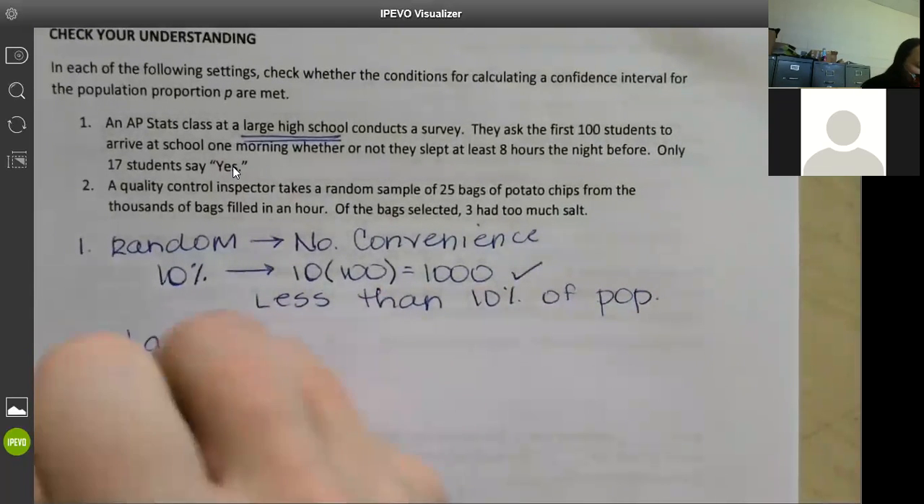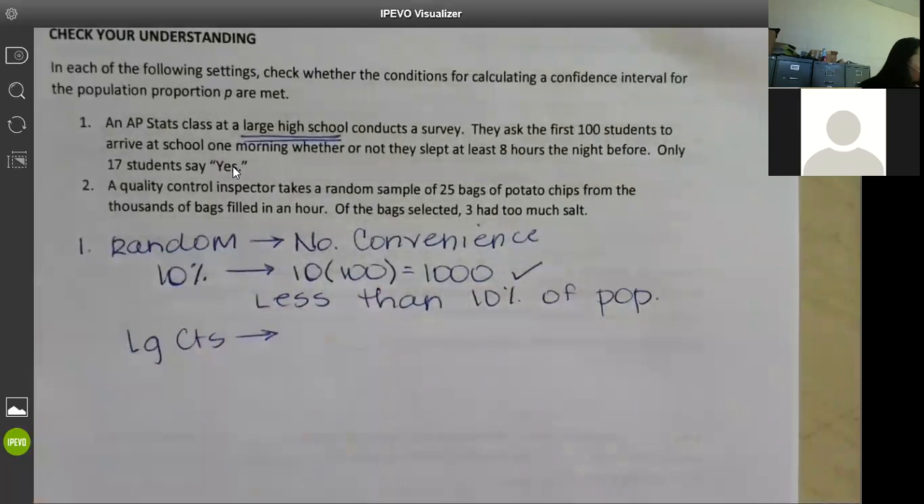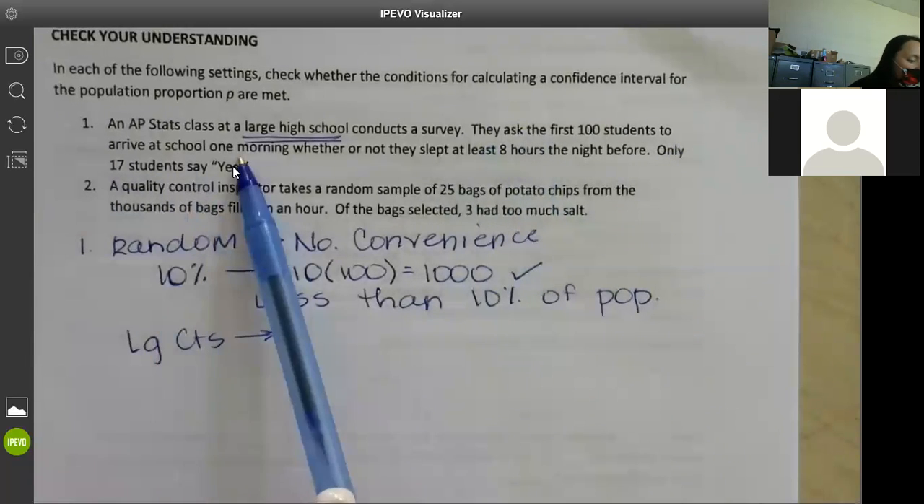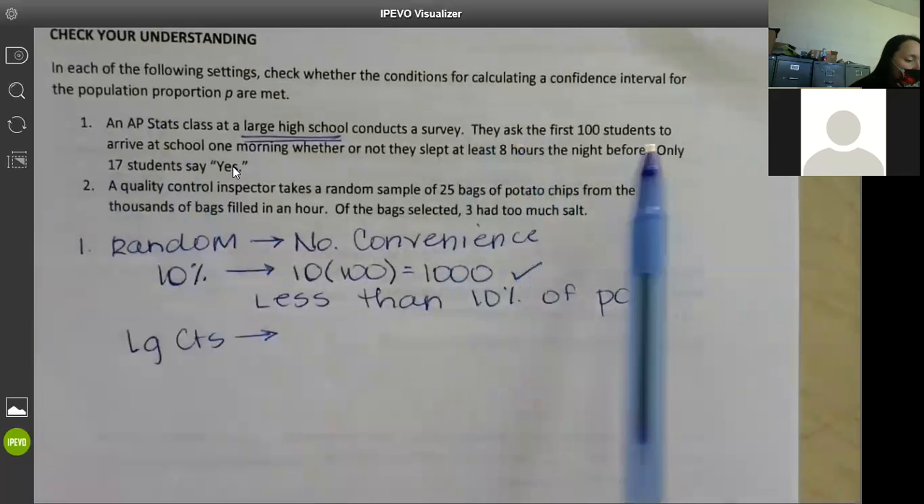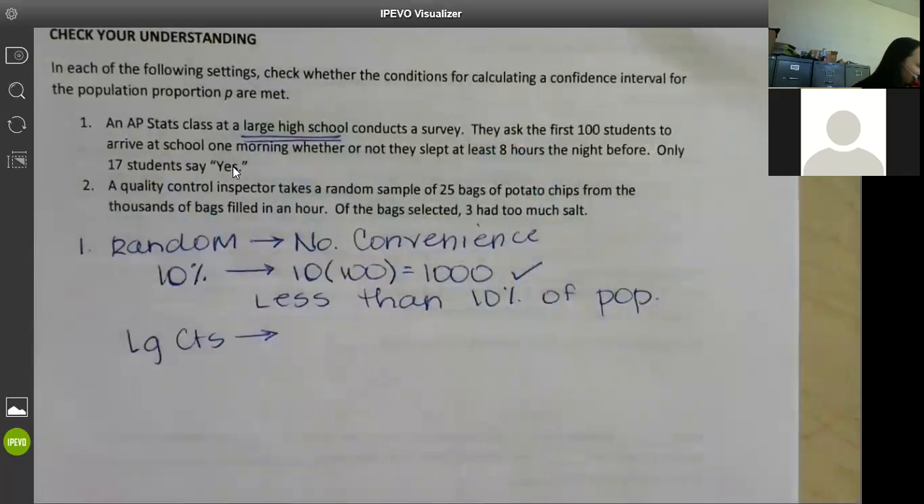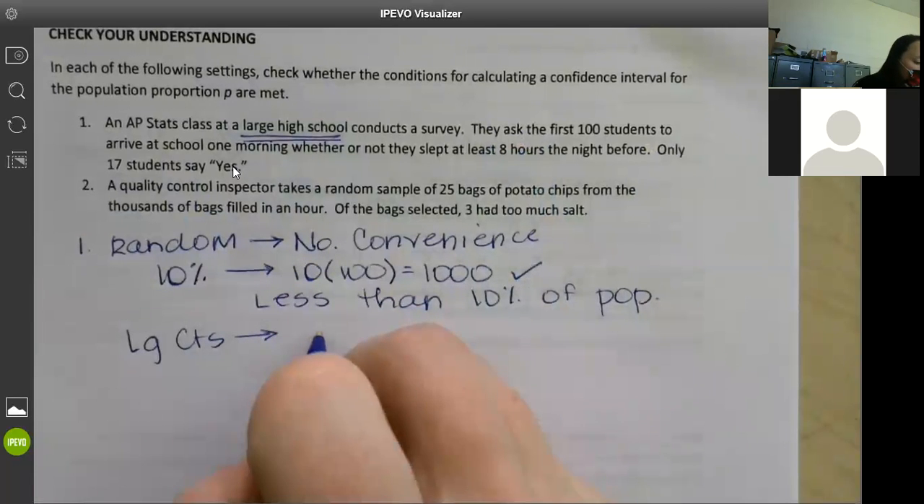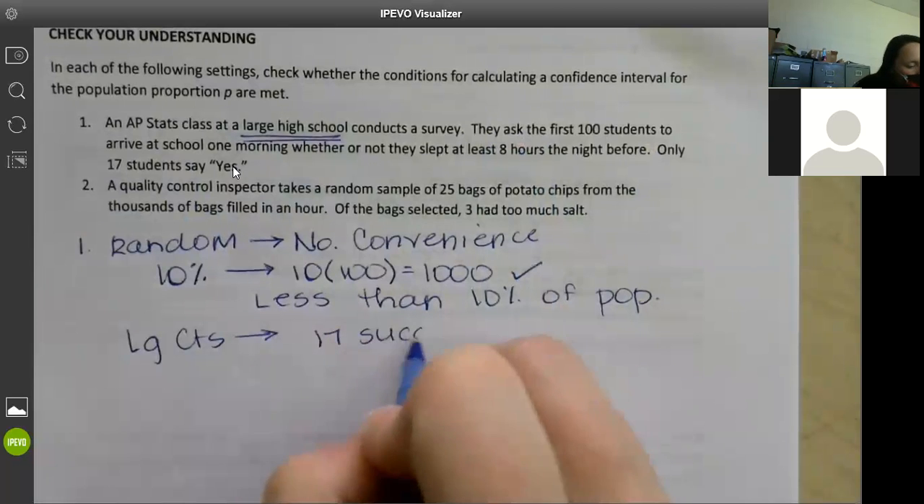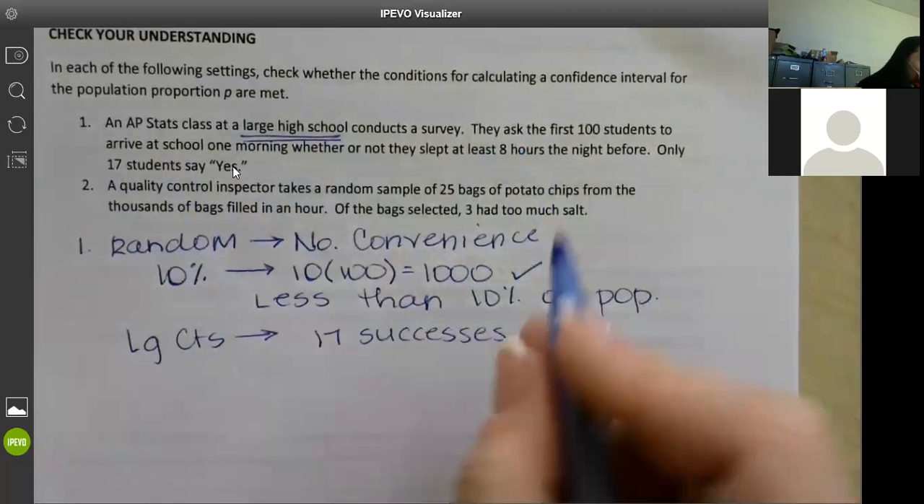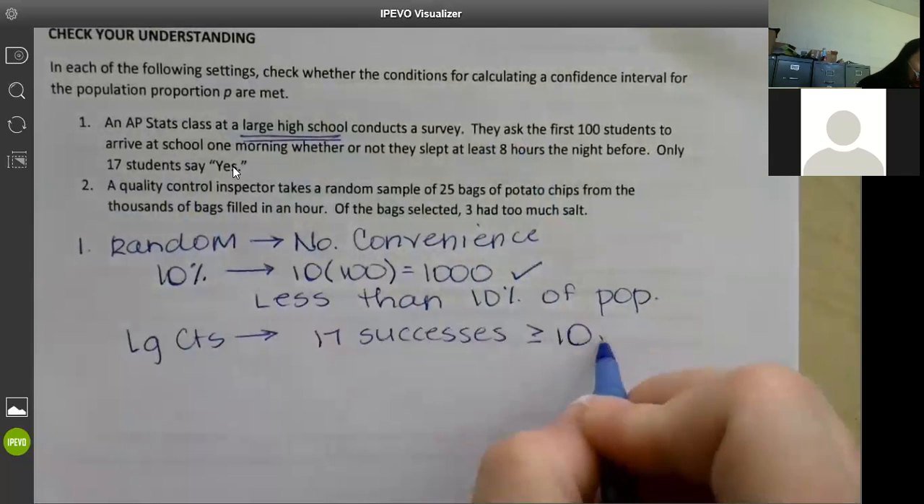And then we check large counts. Remember, when we're working with proportions, you only have to do successes and failures. You don't have to actually find the proportion and then multiply it. They asked the first 100 students to arrive at school one morning whether or not they slept at least 8 hours the night before. Only 17 say yes. So what is our number of successes? 17, which is greater than or equal to 10.